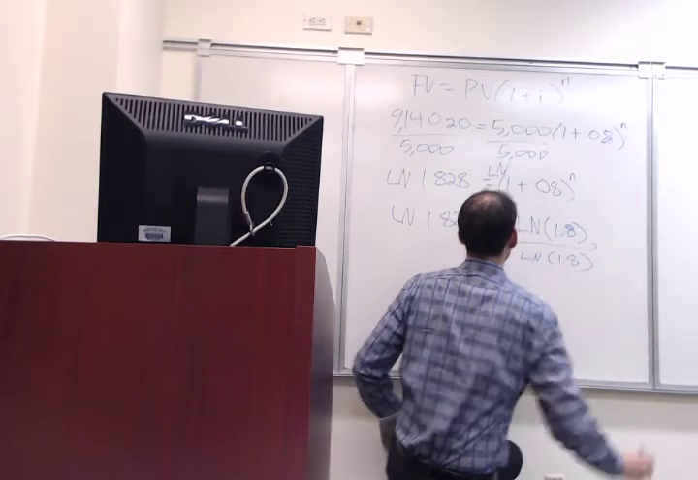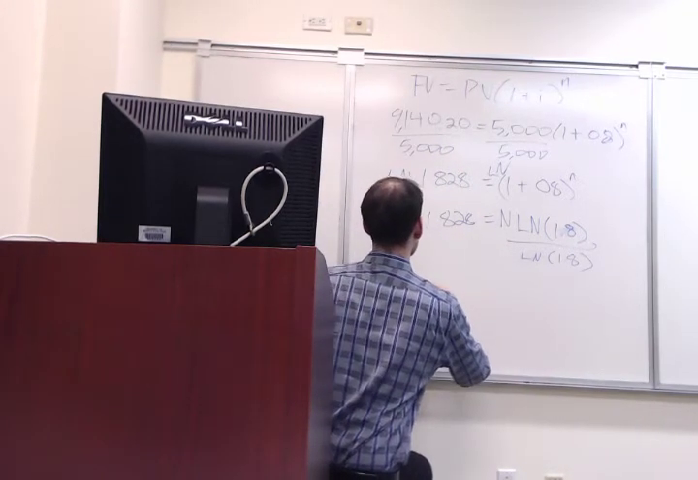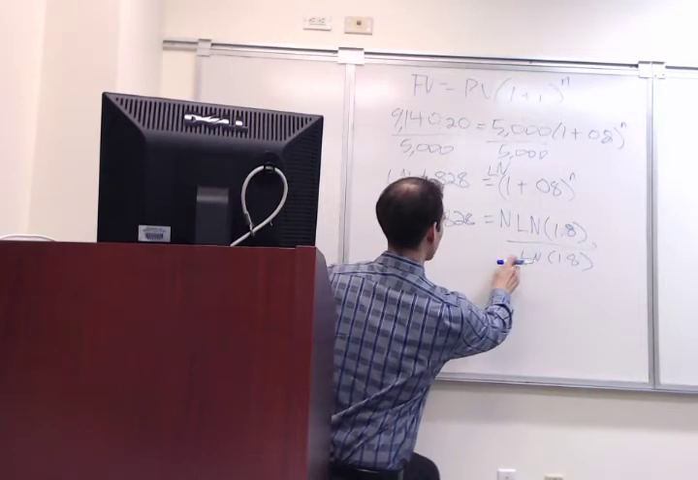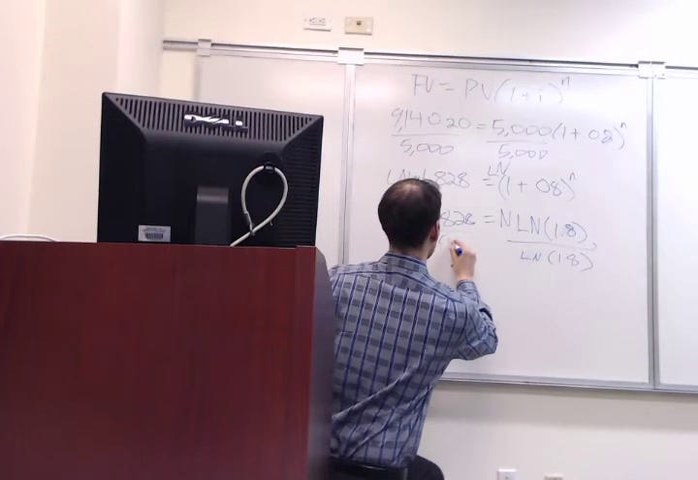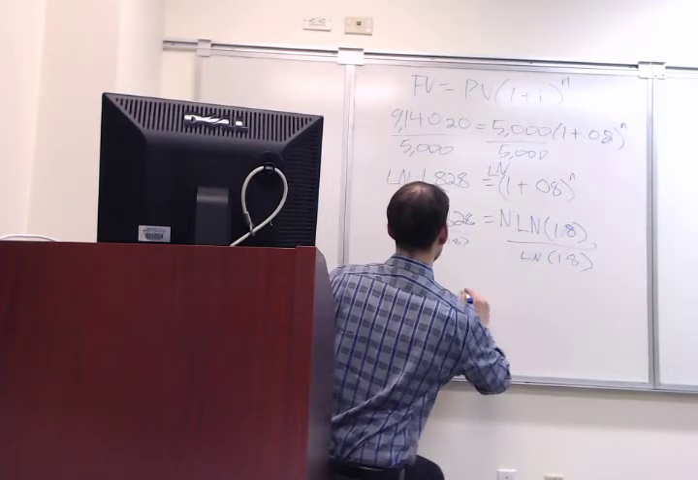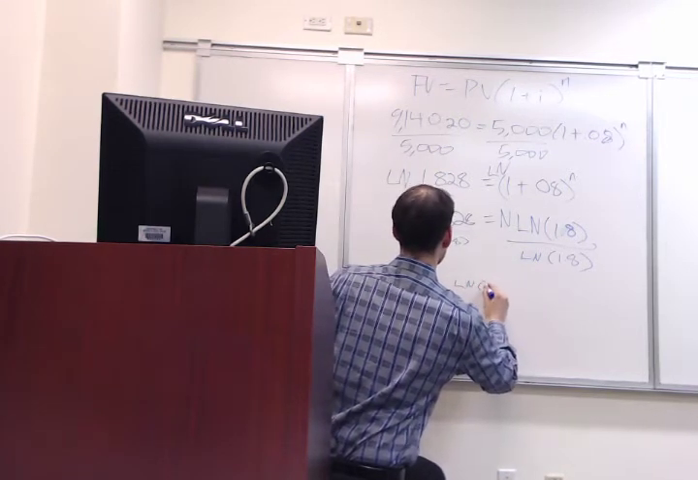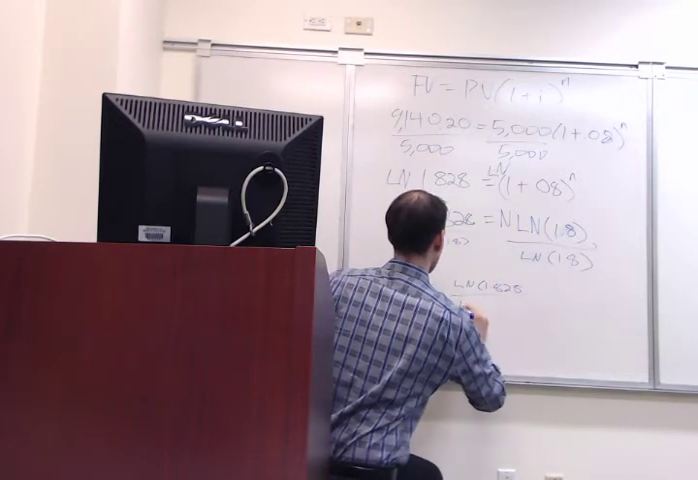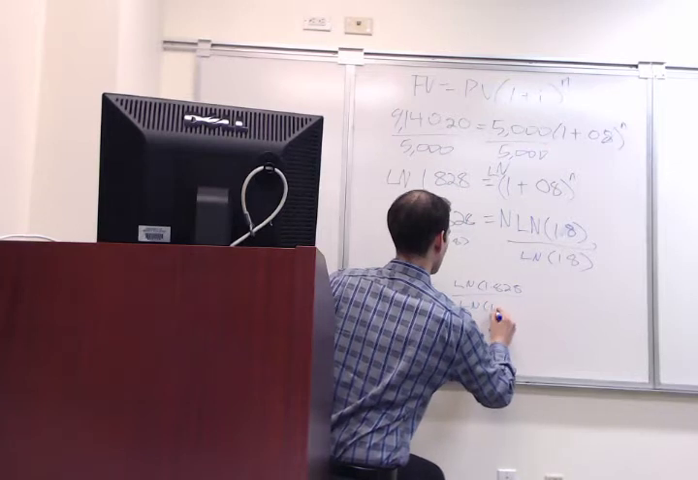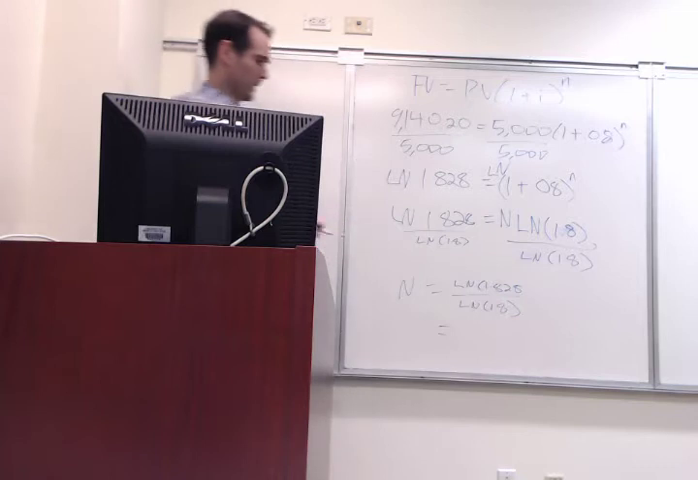Alright, and that's going to mean that n is going to equal this divided by this. So we're going to divide both sides by ln 1.08. So n equals 1.828 divided by ln 1.08. And what does that equal?